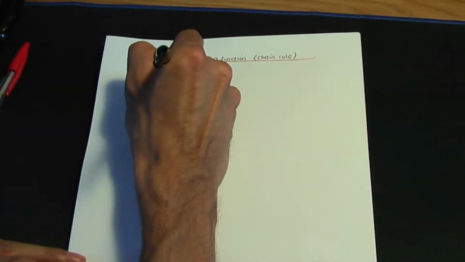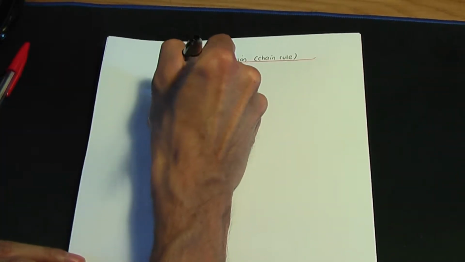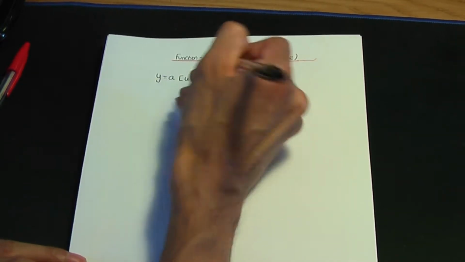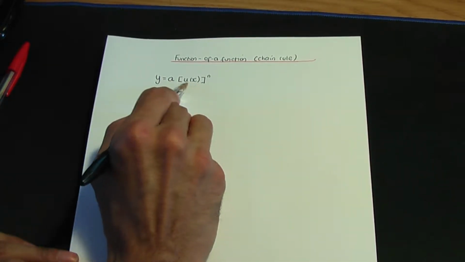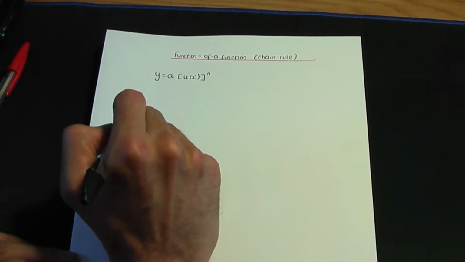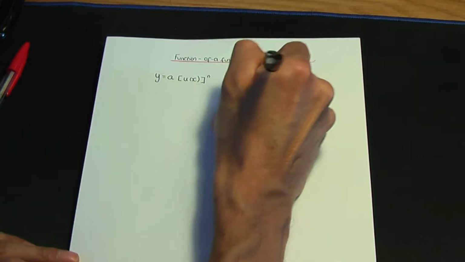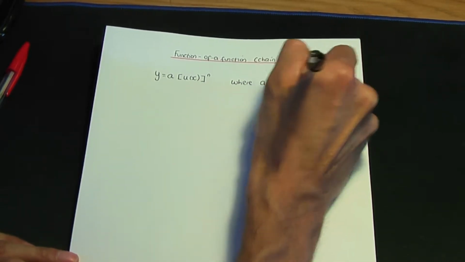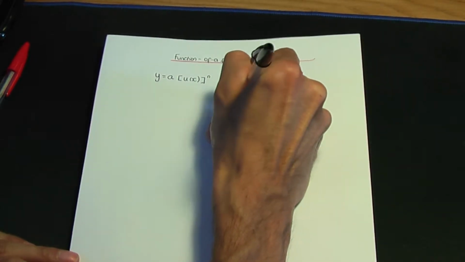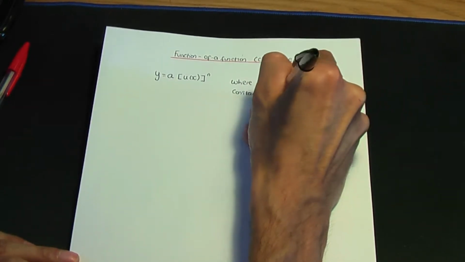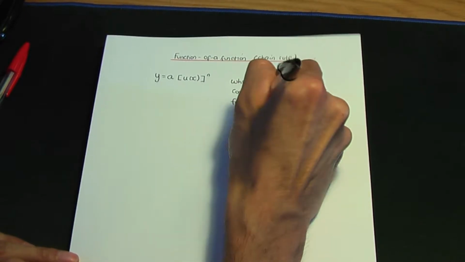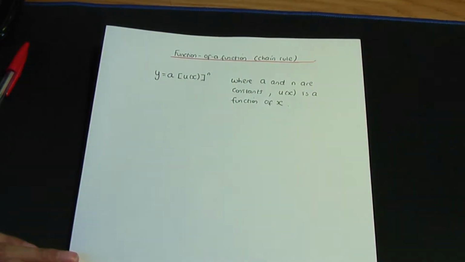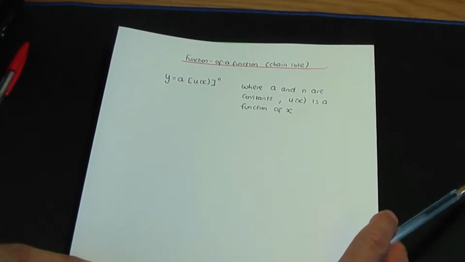So let me apply the chain rule for a function of this form. If I have y equals a u(x) to the power of n, let me explain this function. a outside is a constant, u(x) here is a function of x, and n is also a constant. So where a and n are constants and u(x) is a function of x.